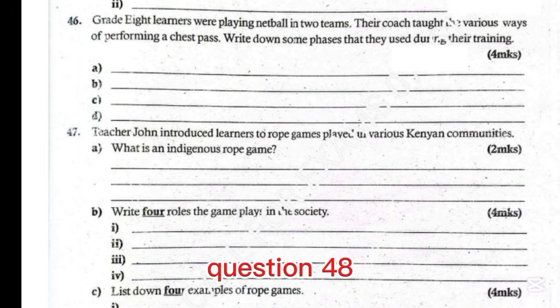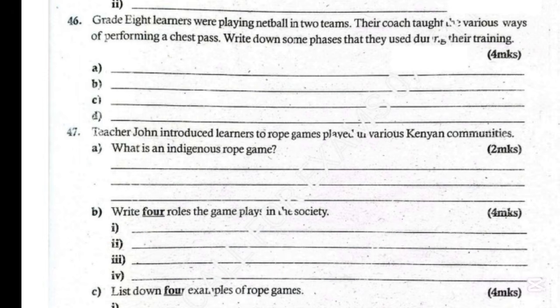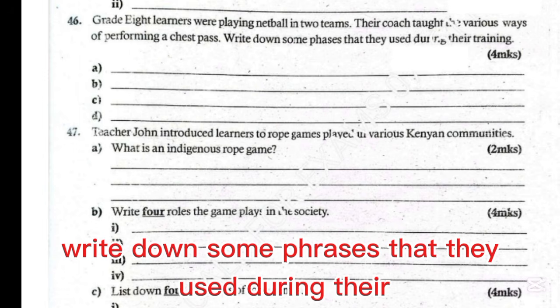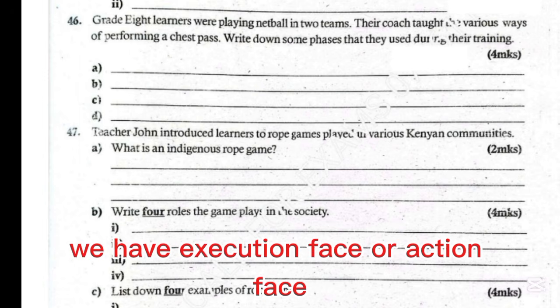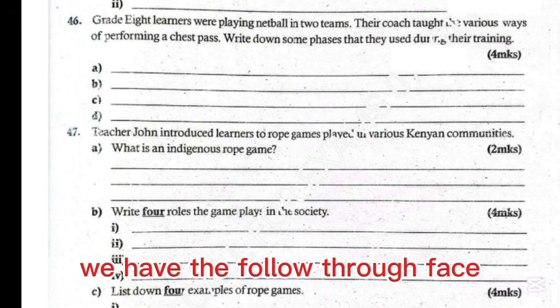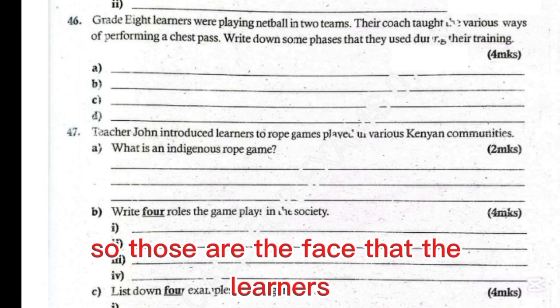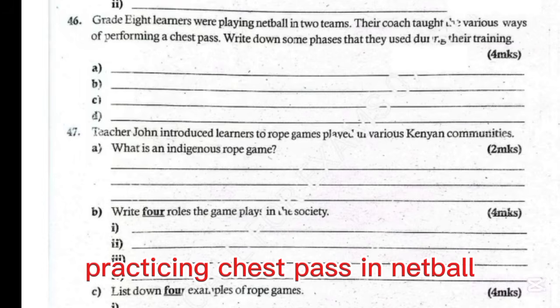Question 48. Grade 8 learners were playing netball in 2 teams. Their coach taught the various ways of performing a chest pass. Write down some phases that they used during their training. So here we have the preparation phase, the execution phase or action phase, the follow-through phase, and the recovery phase. Those are the phases that the learners were taught when practicing chest pass in netball.